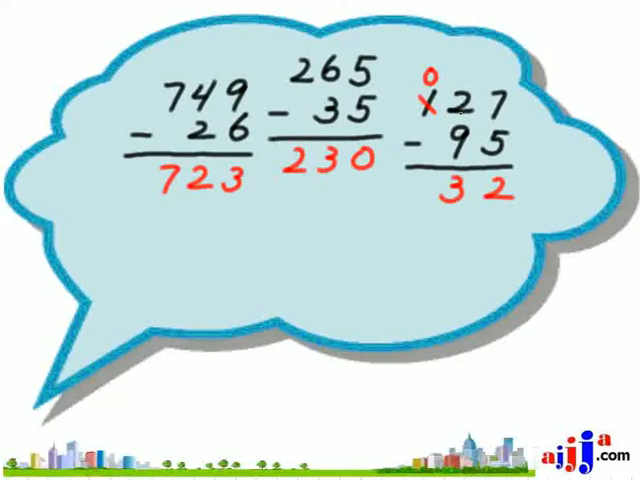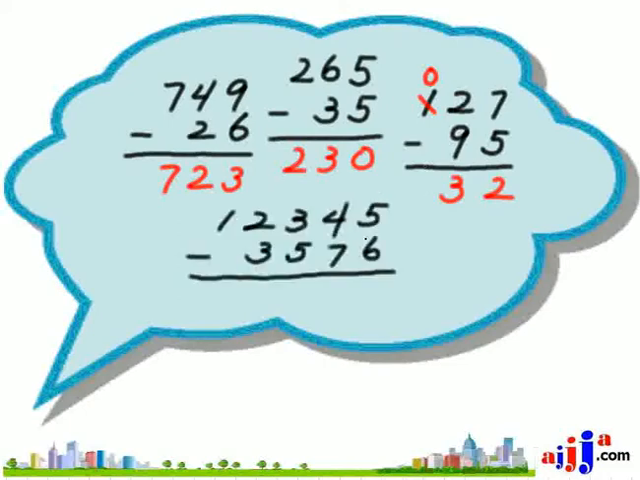See? 3 plus 9 is 12, right? Now, nothing minus nothing. Hey, nothing. Oh, we are done. All right.